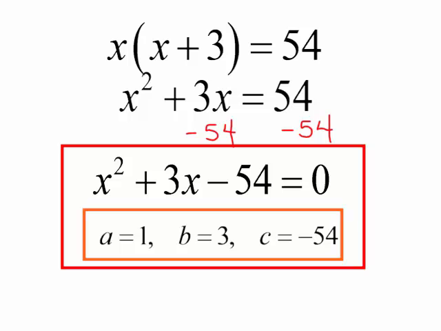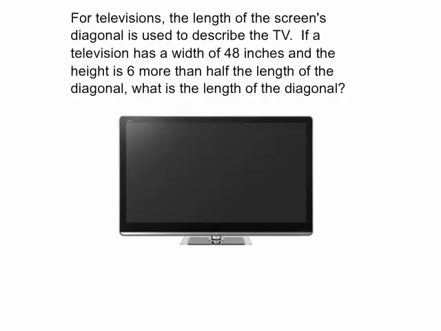Let's try another one. For televisions, the length of the screen's diagonal is used to describe the TV. If a television has a width of 48 inches and the height is 6 more than half the length of the diagonal, what is the length of the diagonal? Okay, what do we know? We know we have a television, and we are talking about the diagonal, but we have no idea how long the diagonal is. So we can let x equal the length of the diagonal.